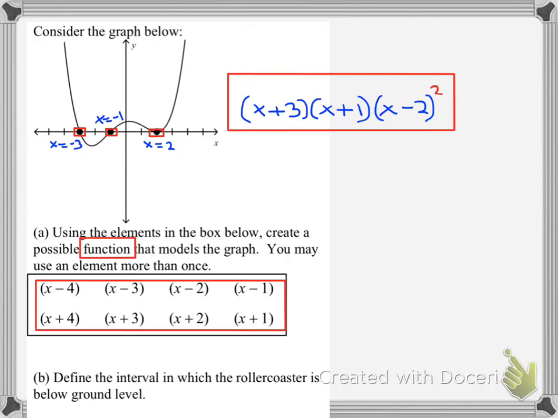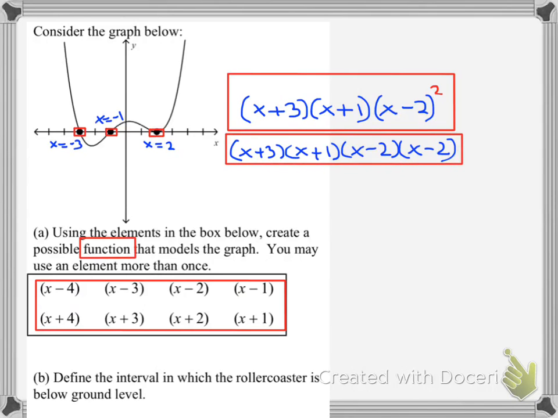Now, you can rewrite it as x plus 3, x plus 1, x minus 2, and x minus 2. Or, if you want, you can multiply the entire thing and come up with a polynomial, and the degree of the polynomial will be to the 4th power. But for now, the second one will be sufficient.